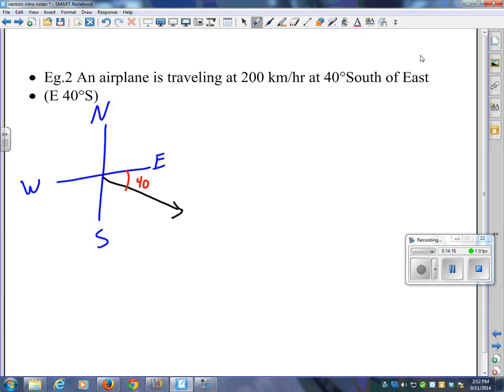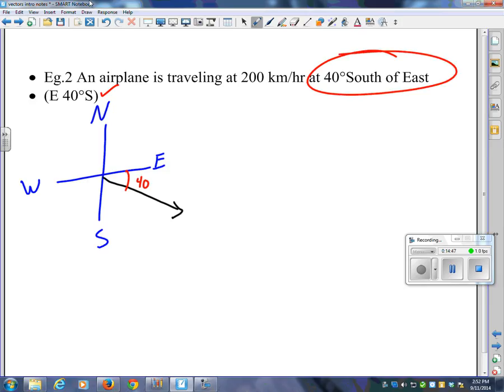Okay, so the last direction is where you start. You kind of got to work backwards. You start east. You look south. How far? 40 degrees. Most students hate that convention because you have to work backwards. Another convention is east, 40 south. You start east. You go 40 degrees to the south. Most people prefer this one, but you kind of got to know both.